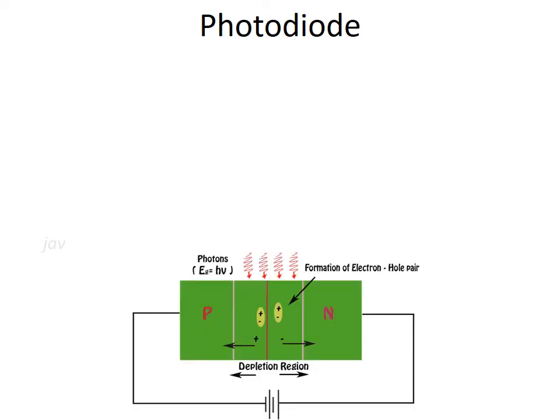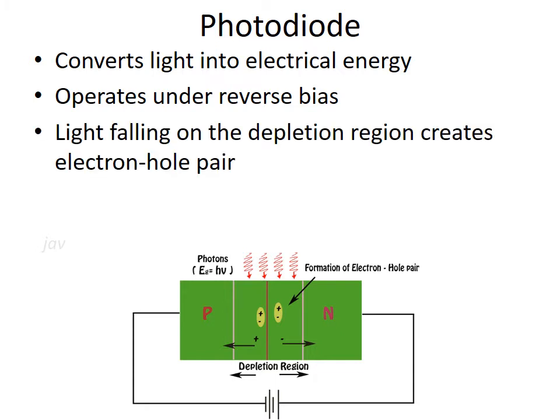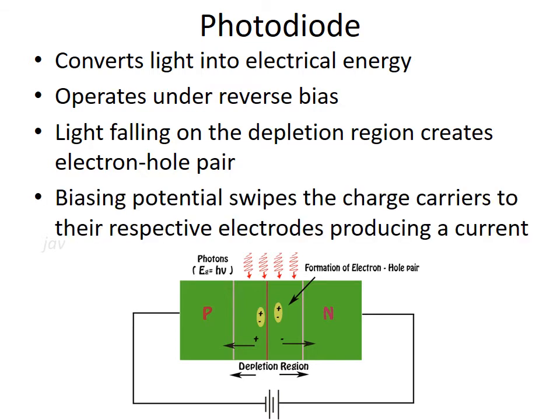Photodiode. A photodiode converts light into electrical energy. It always operates under reverse bias. When light falls on the depletion region of the photodiode, it creates electron-hole pairs. And these electron-hole pairs get separated within the depletion region, and a biasing potential sweeps the charge carriers to the respective electrodes, producing a current. And we use photodiodes in optical fiber communication systems to convert light into electrical signals.